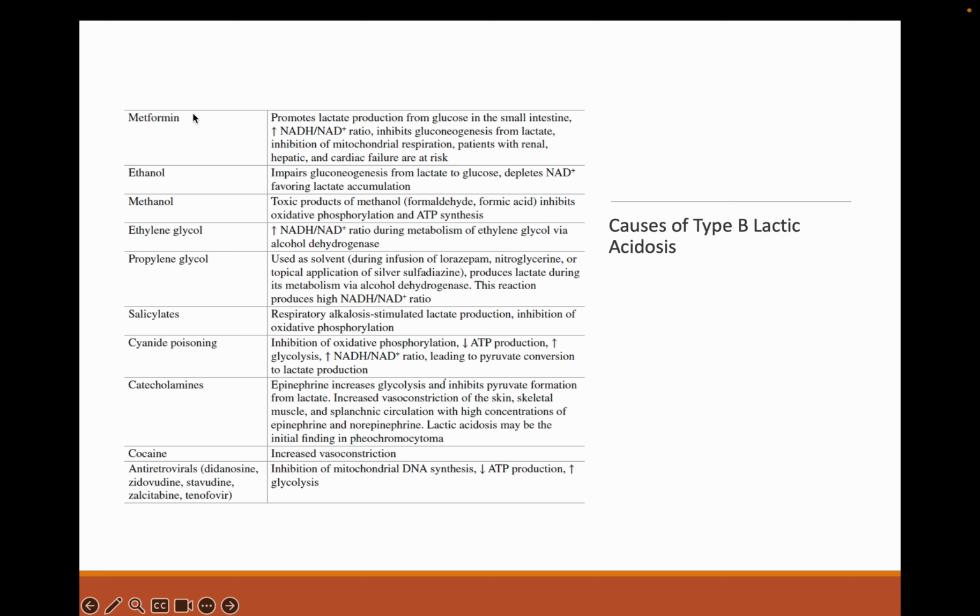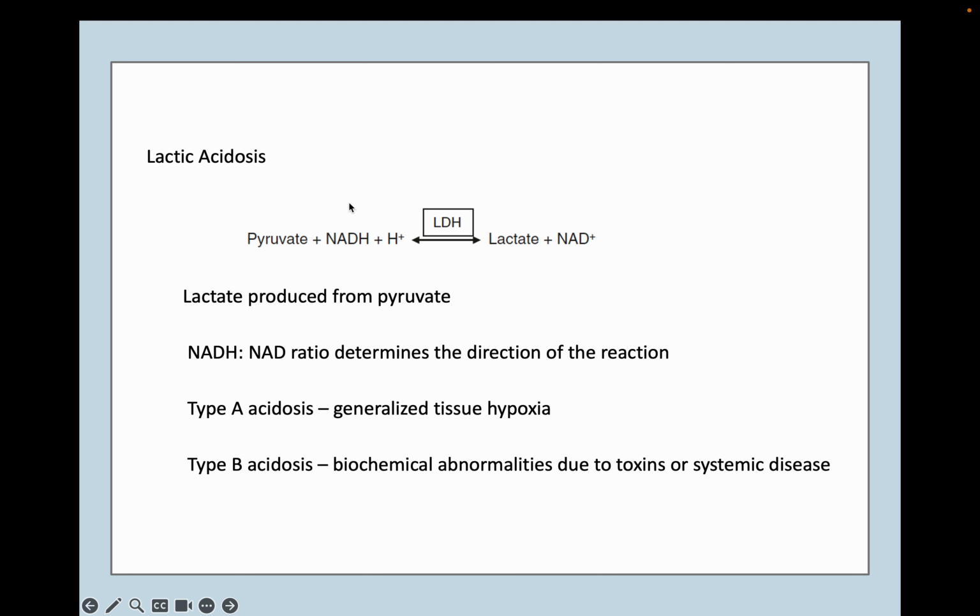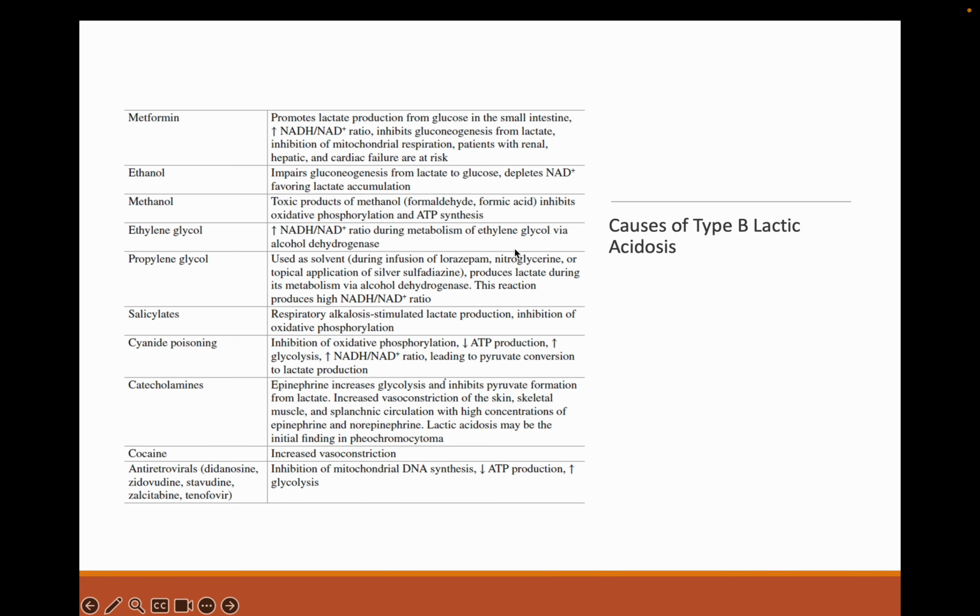Let me give an example: metformin. With metformin, there is increased NADH generation per se. Because of the increased NADH generation, this reaction will shift towards generation of lactate and NAD plus. That is the reason there is lactic acidosis. So this is type B lactic acidosis. This is not due to decreased tissue perfusion; this is due to some drug related or systemic abnormality.